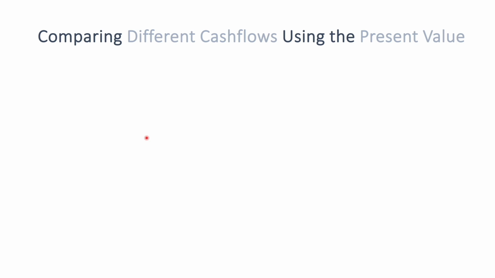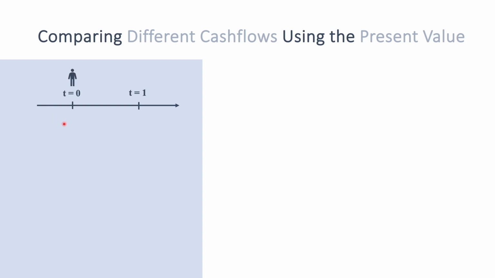Today we will look at how we can compare different cash flows using the so-called present value. Let's start with a simple timeline of 1 year. We are currently at T0. Imagine someone offers you two alternatives of cash flows. The first option is to get $1,000 now at T0. The second option is to receive $1,100 1 year from now at T1. Which one would you choose?